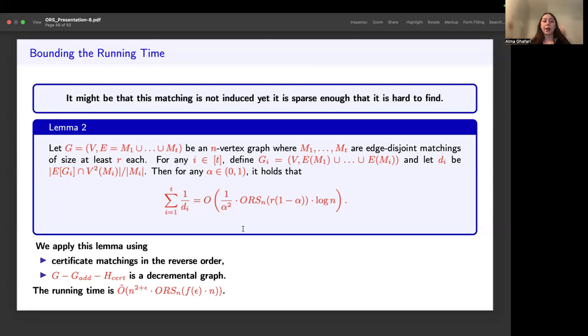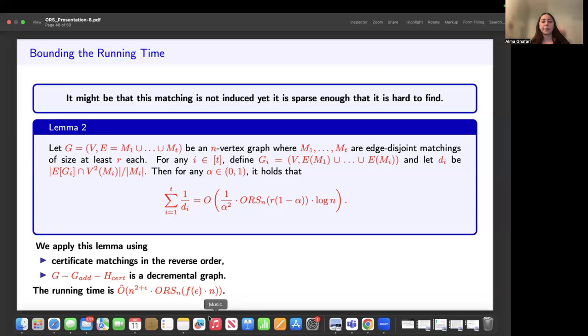We will be applying this lemma simply using the certificate matchings. We have to be careful about the order here, and the fact that the graph G minus G add minus the certificate is always a decremental graph will help us to apply this lemma. Using this lemma, we can bound the sum of n squared times 1 over d_i by n squared times ORS of n.